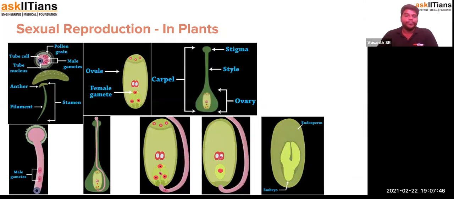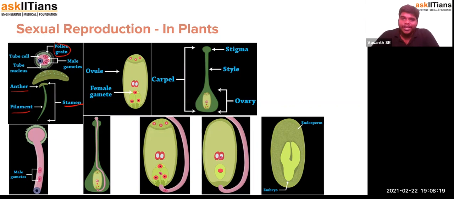Now this here is the male reproductive structure. If you see it all together, it is called the stamen, and the stamen includes the anther and the filament. The anther has special tissue that produces the pollen grain. So that's the pollen grain. This pollen grain will contain three cells. One is the tube cell, and there will be two male gametes. I repeat, one tube cell, and the other two will be male gametes.